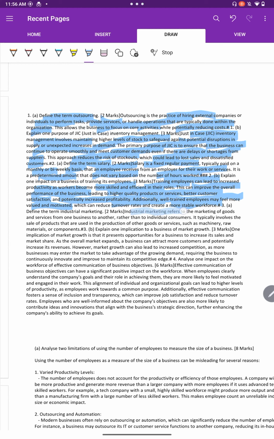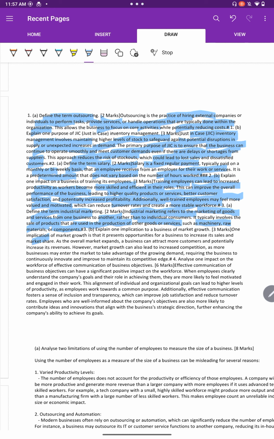So industrial marketing refers to the marketing of goods and services from one business to another rather than to individual consumers. It typically involves the sale of products that are used in the production of other goods or services, such as machinery, raw material or components. Next question is explain one implication to a business to increase its sales and market share.